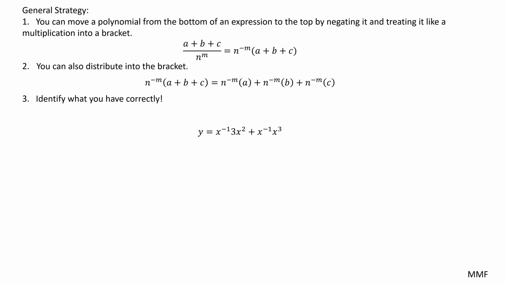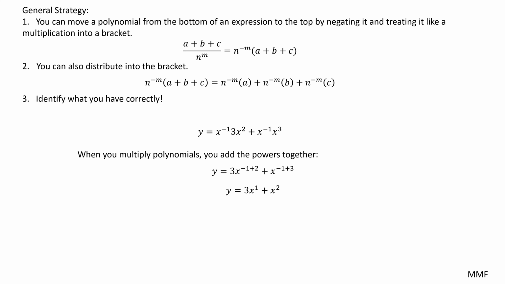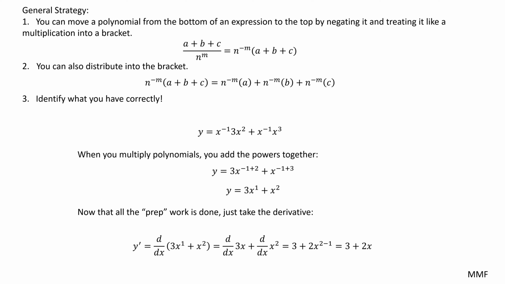And now remember, when you are multiplying powers, it's the same as adding powers, right? So you end up with your 3x to the power of -1 plus 2 plus x to the power of -1 plus 3, because you're adding the powers together. Now you end up with 3x to the power of 1, because -1 plus 2 is 1, and you end up with x squared because -1 plus 3 is 2. And then of course, now that you've done all this prep work, these are just polynomials, and you know how to do this if you've been following this video series, because I've literally showed you this 30 or 40 times.